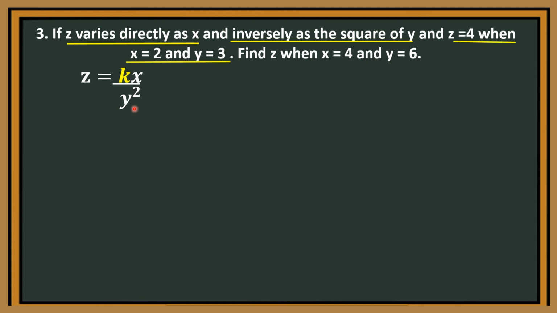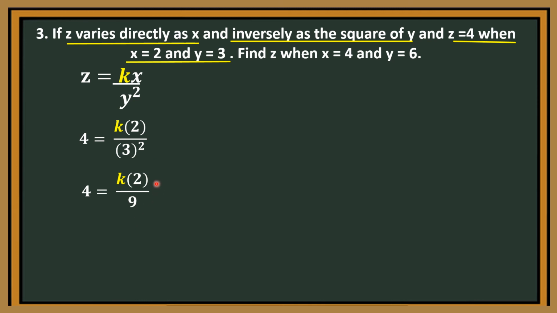Next is substitution. We're going to substitute 4 for z, 2 for x, and 3 for y. So we will have now 4 is equal to k times 2 over 3 squared. Simplify. 4 is equal to k times 2 over 9. How do we get 9? 3 squared is 3 times 3. That is why we have here 9.